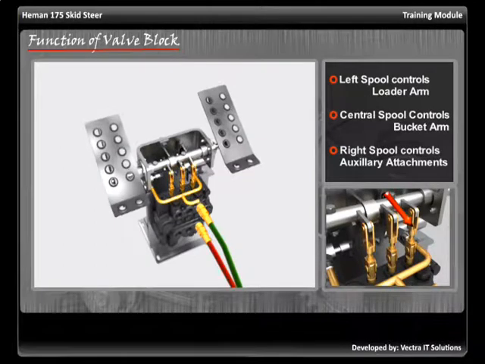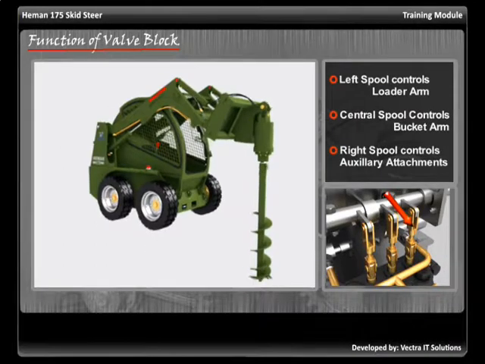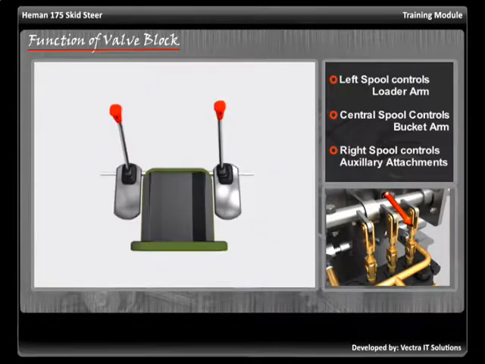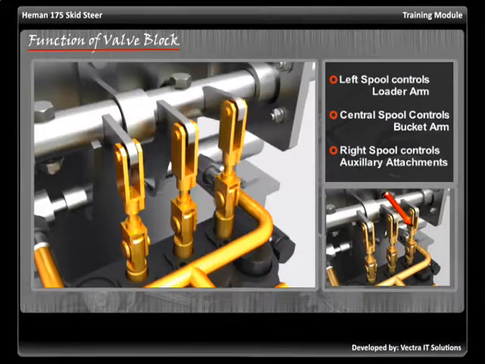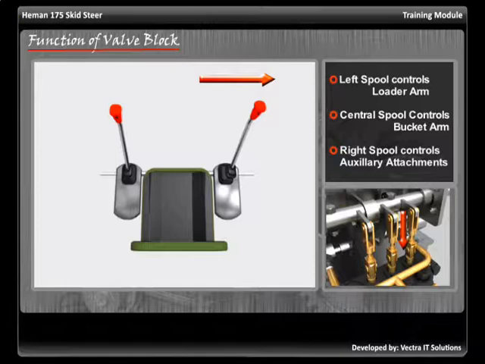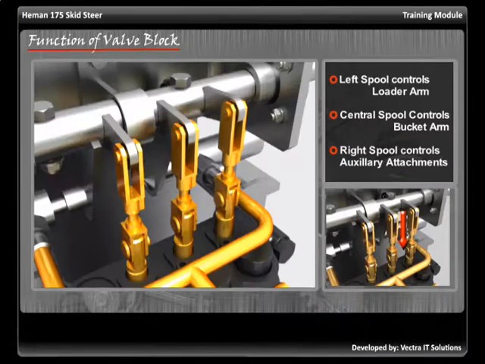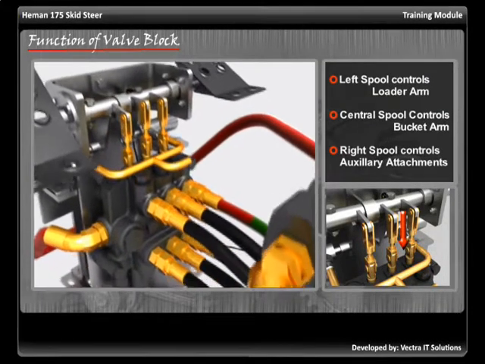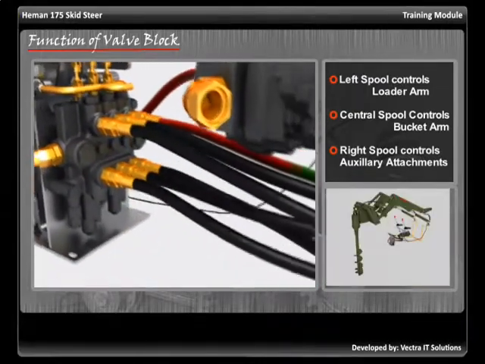The right spool is responsible for sending oil to the attachment hooked to the skid steer. It is mechanically connected to the right control lever, and hence directly controlled by it. When the operator pushes the control lever towards right, spool is pushed downwards. The pressurized oil escapes from the upper port, and travels through connected hoses, to the cylinders or motors of the connected attachment.